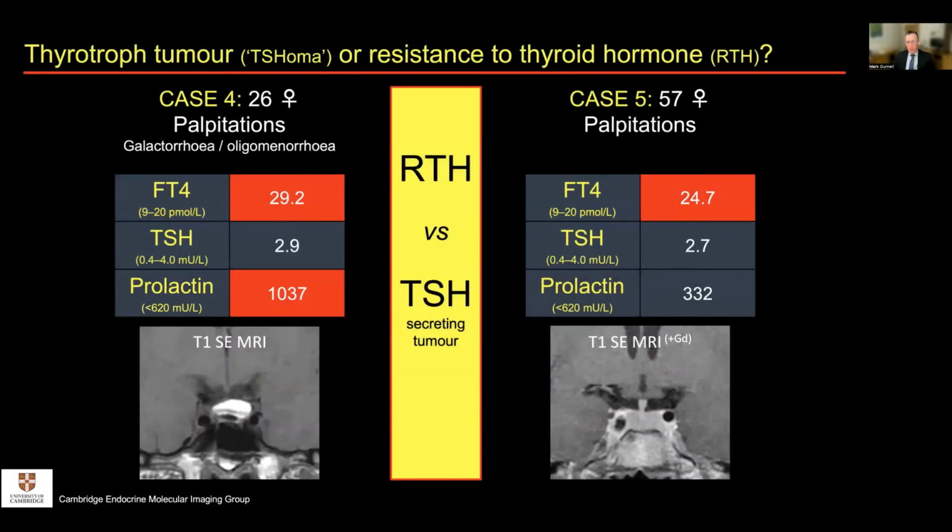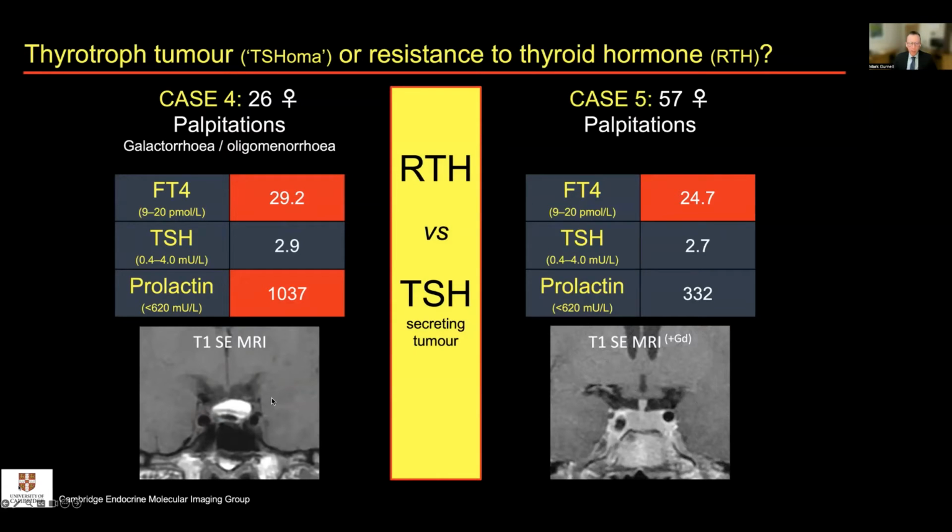So I'm going to use a couple of patients just to illustrate how tricky this can be. These patients were referred to our service around about the same time as each other. Both had palpitations, but one patient also had galactorrhea and oligomenorrhea. You can see reasonably comparable thyroid function test results, both with raised free T4 but non-suppressed TSH. But one patient had a raised prolactin and one patient had a normal prolactin.